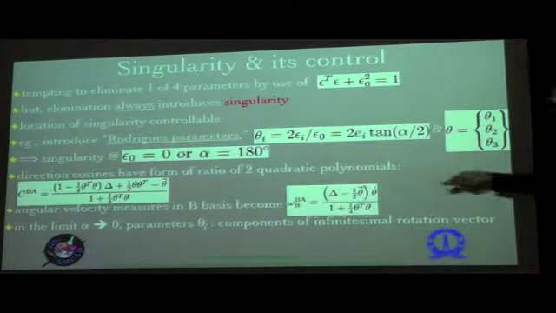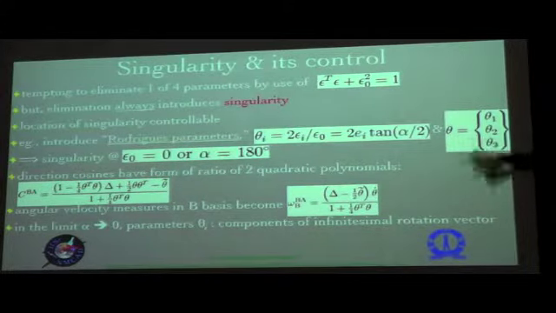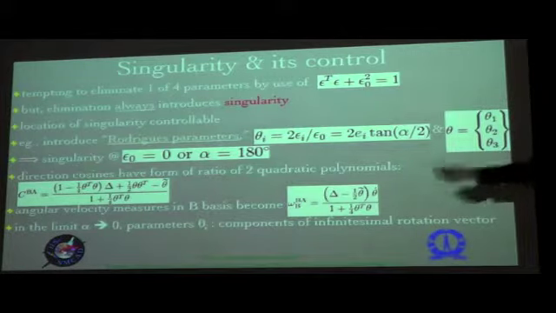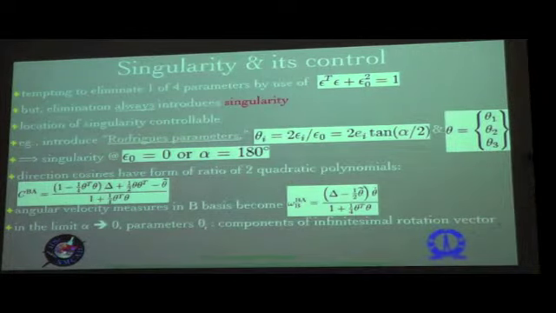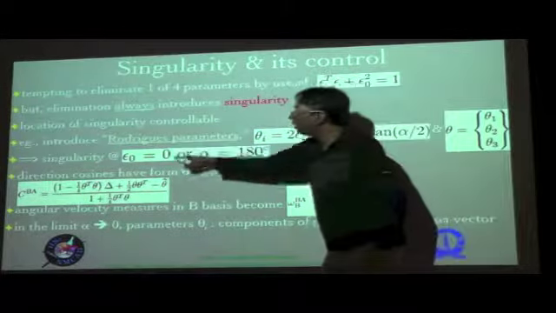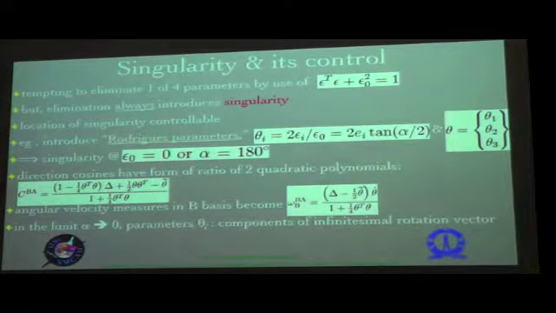In fact, it's an advantage. One is that instead of 4 variables to deal with, you have 3. The second advantage is that in the situation where the thetas are small, the Rodriguez parameter turns out to be the same as the infinitesimal rotation vector. So these are 2 advantages, but as we said, it also has 2 disadvantages: one is the singularity and the other is the high level of nonlinearity when theta is large.